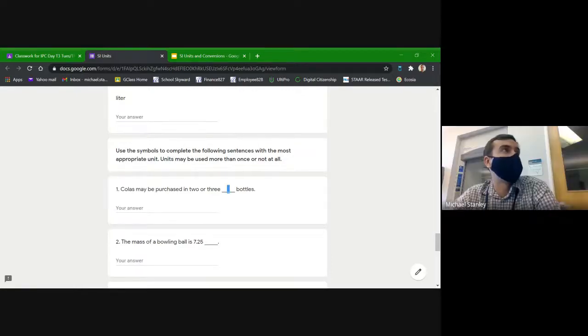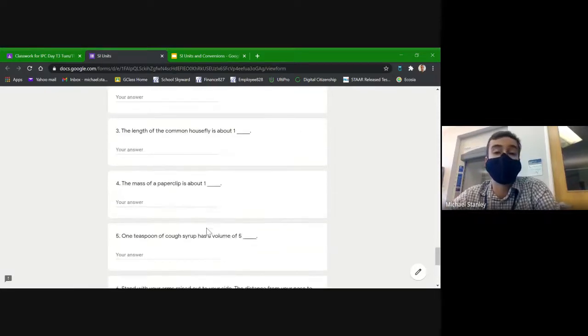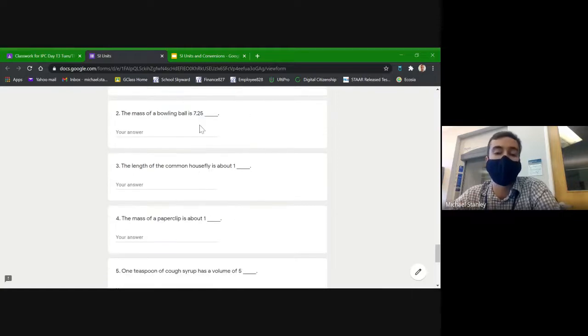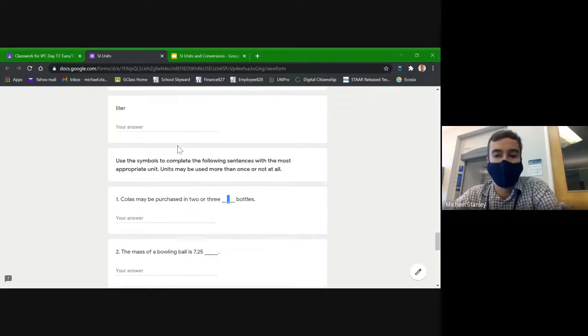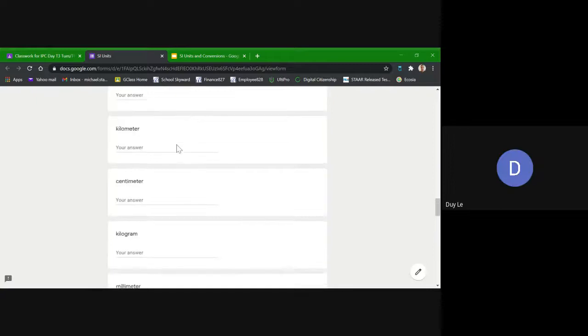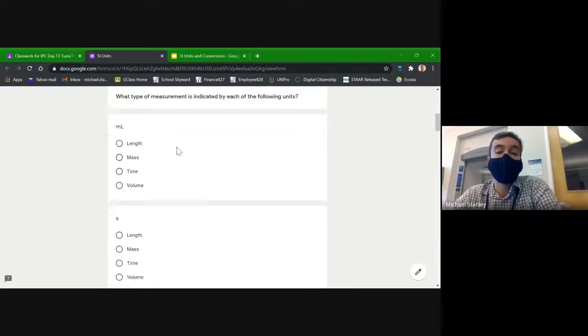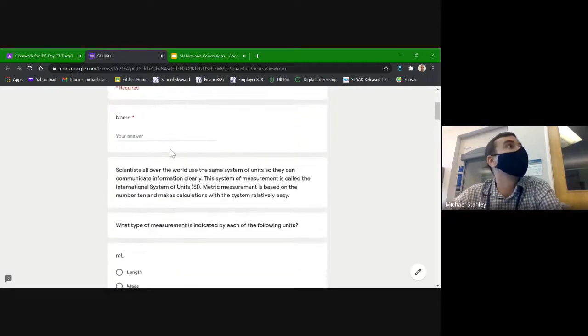Each one of these blanks you should be able to fill in with gram or milliliter or kilogram or centimeter, something like that, whichever measurement best fits whatever scenario is being described, like how heavy is a paperclip, or how big is a housefly, or how heavy is a bowling ball, stuff like that. So that is for today. A lot of questions, but they're all really, really short and easy.